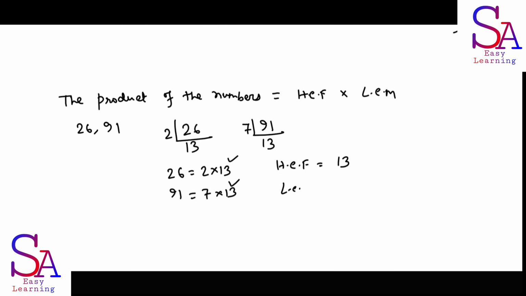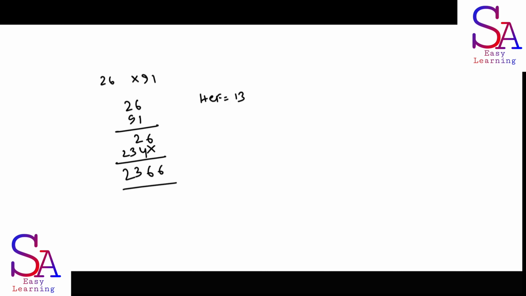And what is the LCM? That is 2 into 7 into 13. That is 14 into 13. If we multiply 14 into 13, we get 182. You can check it. Now we have to find the product of the numbers. That is, the numbers are 26 and 91. So the product of the numbers is 2366. And we find the HCF equal to 13, and we find the LCM equal to 182.